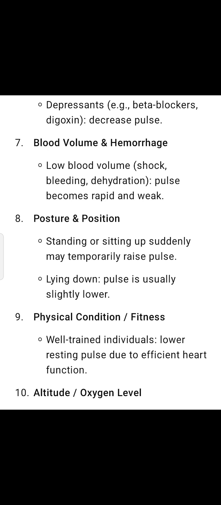And how posture and position affect it: standing or sitting up suddenly may temporarily raise pulse. Lying down, the pulse is gradually slightly lower. In physical condition and fitness, well-trained individuals have a lower resting pulse due to effective heart function. Now let's see how altitude and oxygen level also affect it.